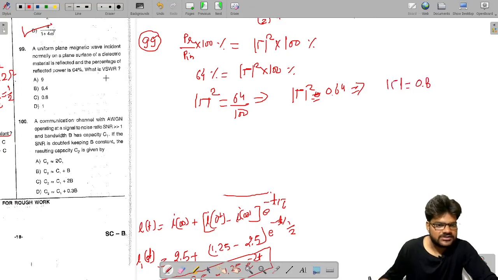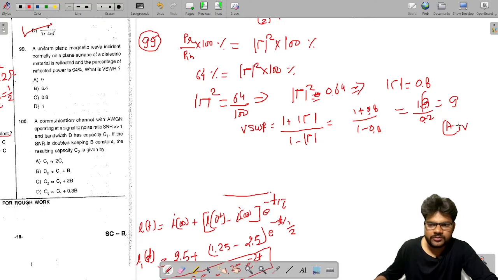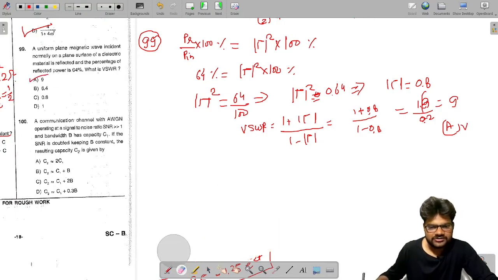Now the question is what is VSWR? So voltage standing wave ratio, VSWR, we know its expression, that is 1 plus reflection coefficient magnitude upon 1 minus reflection coefficient magnitude, right? So this is 1 plus 0.8 divided by 1 minus 0.8, okay. So this will come out to be 1.8 divided by 0.2, so this will be 9. So correct option is going to be A. So this is the correct. Now let us go to next question, number 100th question.